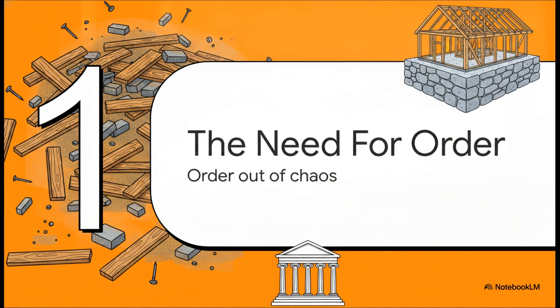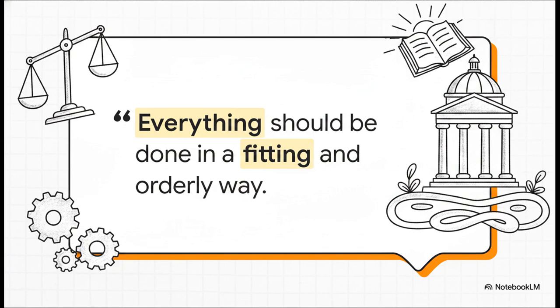Finding order out of chaos. Think about it. Before you can build a stable house, you absolutely need a solid foundation rooted in really clear rules. If you just start throwing wood and nails together without a design, well, that house is going to collapse for sure. The framers of the American government knew that society works the exact same way. Without a structural design for law and leadership, human nature just naturally drifts toward disorder.